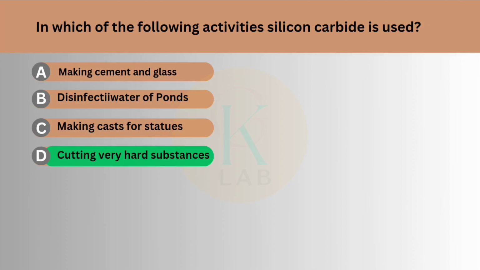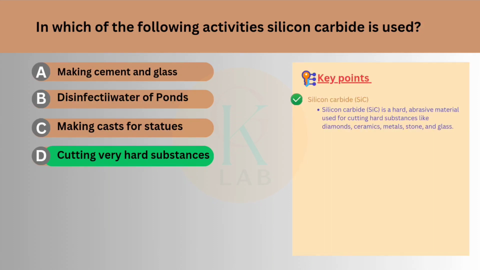Next question. In which of the following activities is silicon carbide used? The correct answer is option D, cutting very hard substances. Some important key points: silicon carbide or SiC is a hard abrasive material used for cutting hard substances like diamonds, ceramics, metals, stones and glass.